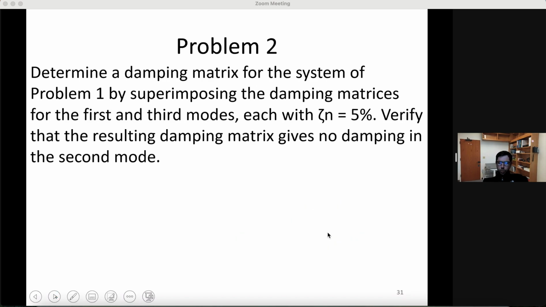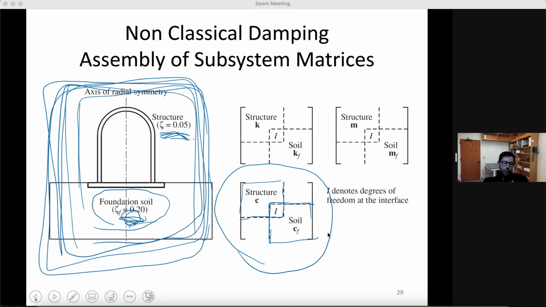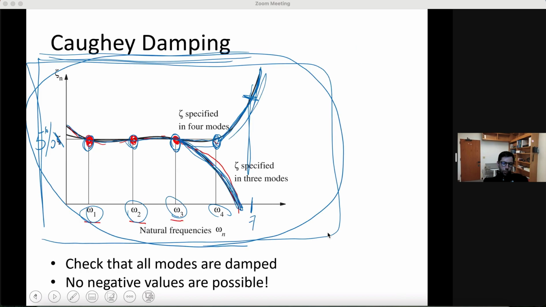In problem 2, instead, the problem is asking you to find the damping matrix for the system of problem 1 by superimposing the damping matrices for the first and the third mode, each with a damping of 5%. Verify that the resulting damping matrix gives no damping in the second mode of vibration. For both problems, you will need to use the formula that we have seen before.